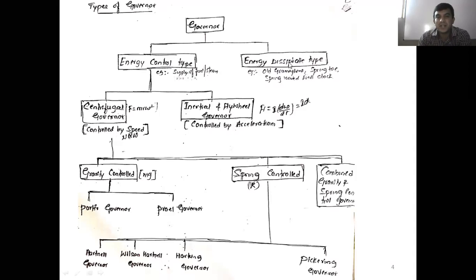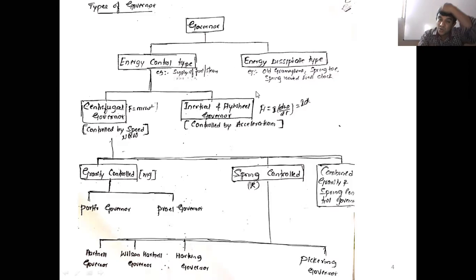Another one is the energy dissipated type. Energy dissipated means the energy is already stored in the device. The best example is an old gramophone or any spring toy, or a spring loaded wall clock. Earlier they used this type of wall clock: you first give a key, initially storing potential energy in the spring. Then when you leave it, the energy stored in the spring dissipates, converted into kinetic energy. That is called an energy dissipated type governor.